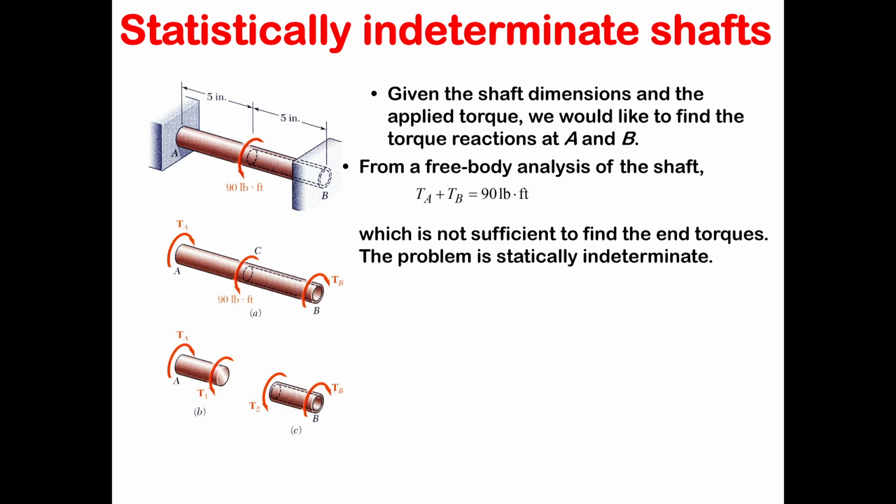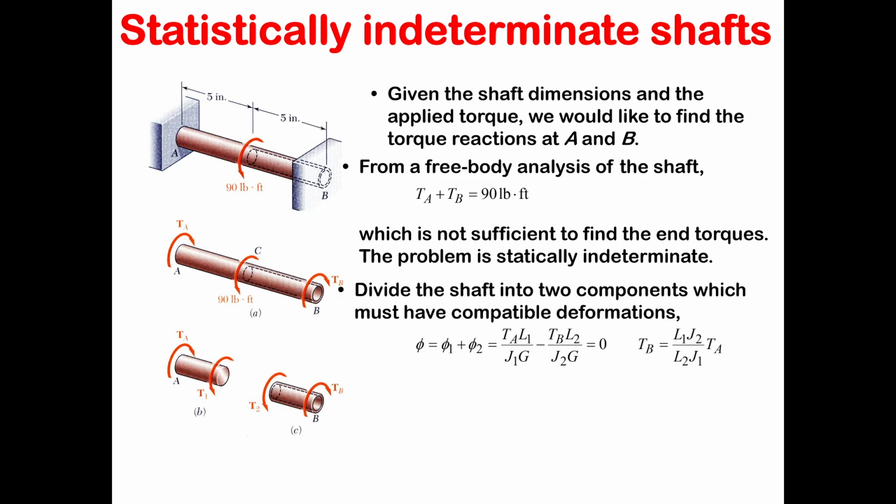As we have mentioned earlier, to solve statically indeterminate problems, we want to find the deformation, or the angle of twist, which tells you that the total angle of twist for your beam is going to be phi 1 plus phi 2, right? The angle of twist of this one plus the angle of twist of this one, if you were to apply the torque separately, so if they were two separate shafts.